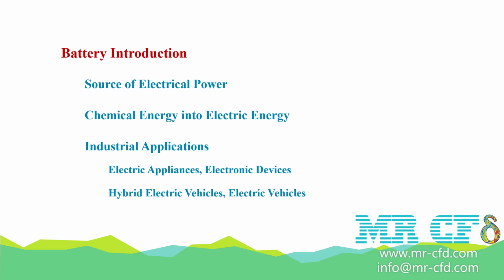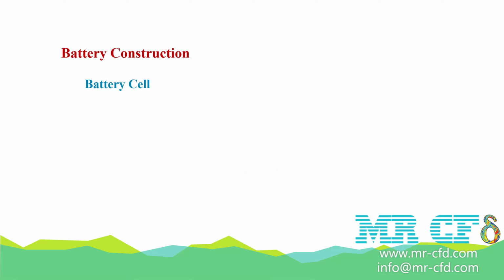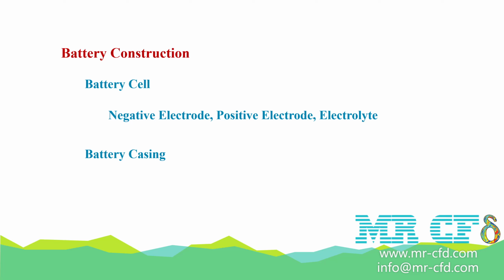Hence, batteries have many industrial applications, from electric appliances and electronic devices to hybrid electric vehicles, called HEVs, and electric vehicles, called EVs. In battery construction, the main component is the battery cell, which supplies electric energy. A battery cell consists of a negative electrode, a positive electrode, and an electrolyte layer. This battery cell is placed inside a metal or plastic casing for insulation and safety. On the outer casing, there are two terminals, including the positive and negative tabs, which connect to the internal electrodes.